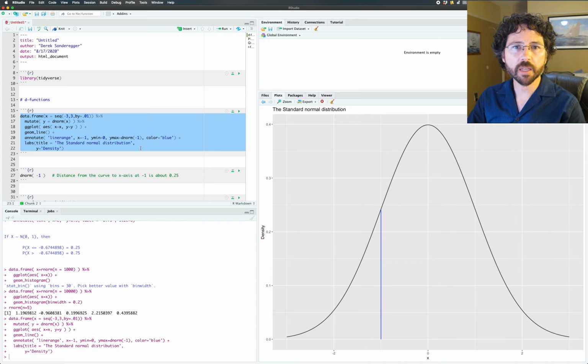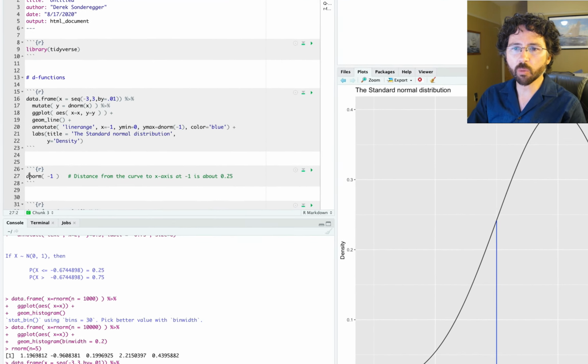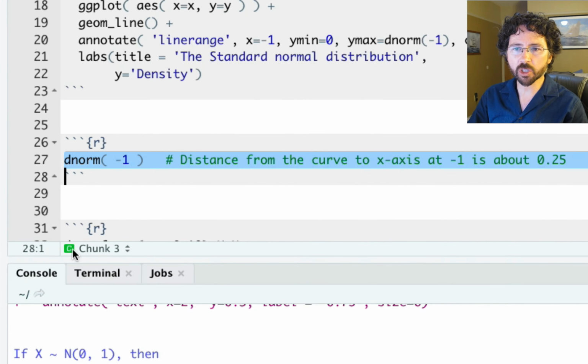So to calculate the distance from the x-axis to the curve, we're going to use a d function. And here we have a standard normal distribution. Let's say that I want to calculate the height of this curve, or the distance from the x-axis to the curve at x equals -1. Well, now we're going to use a function called dnorm. The d stands for the distance from the x-axis to the curve, and the norm stands for the fact that I'm going to be doing this with the normal distribution.